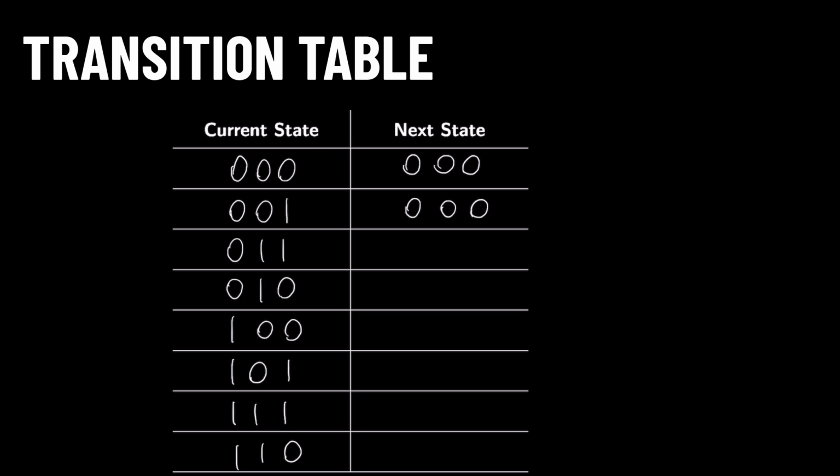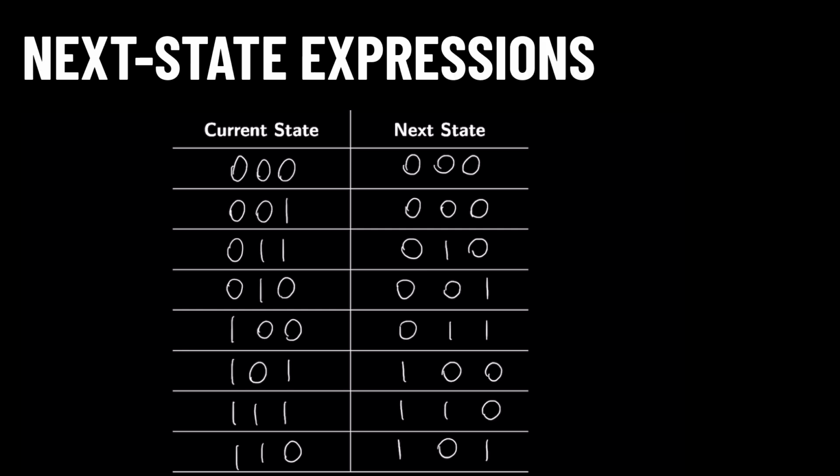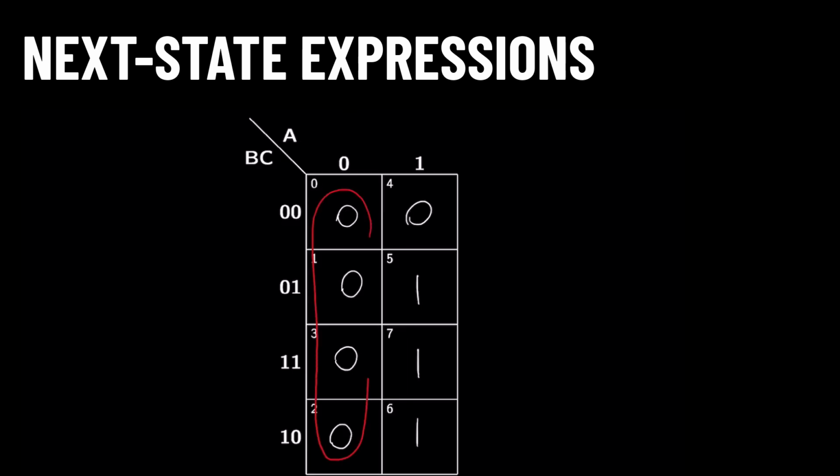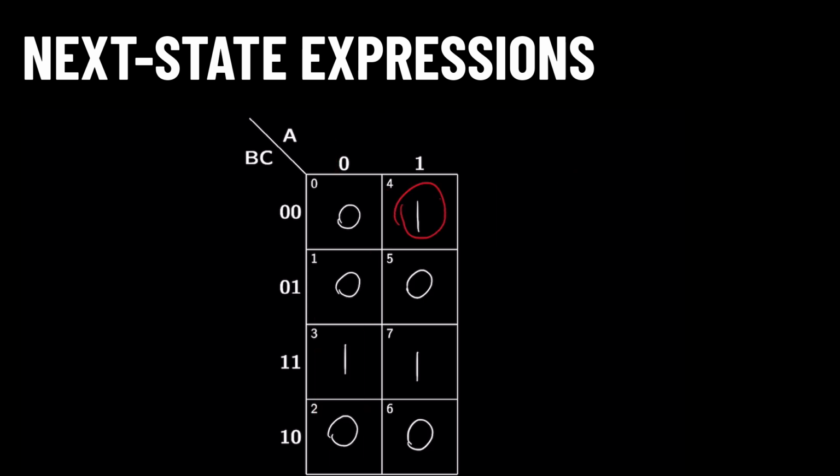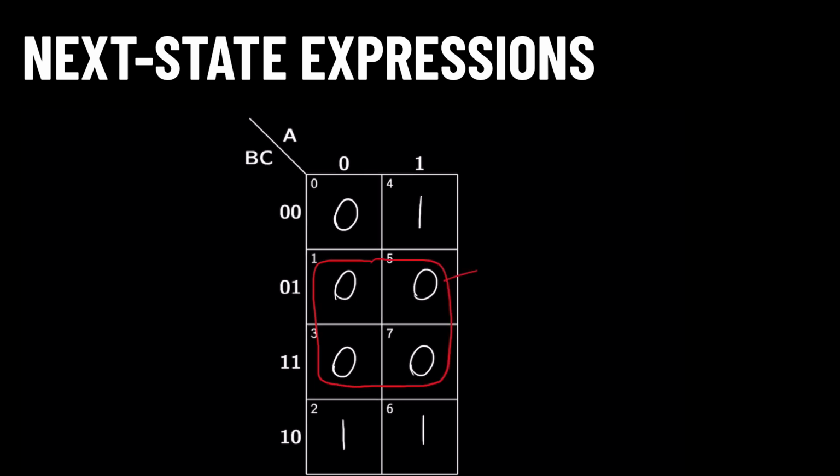The transition table has all of our current states and next states. Remember that with the D flip-flop, we don't need a separate column for flip-flop inputs because they will be equal to the next state values. After entering each next state column into a K-map, we obtain expressions of dA equals A times the quantity B plus C, dB equals BC plus A B prime C prime, and dC equals C prime times the quantity A plus B.